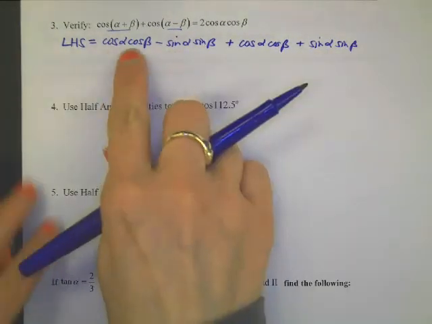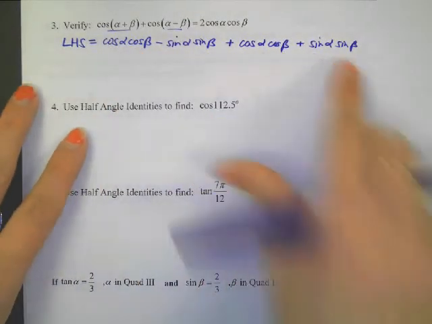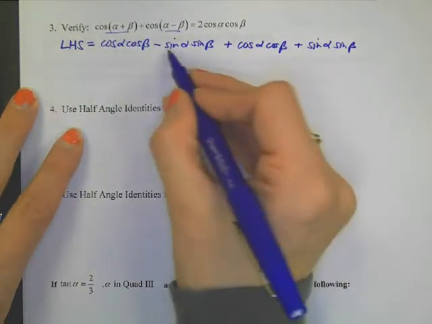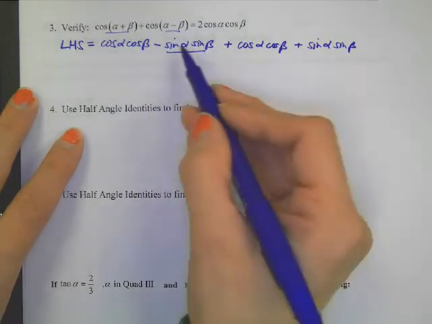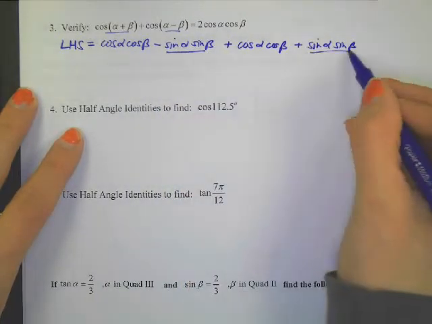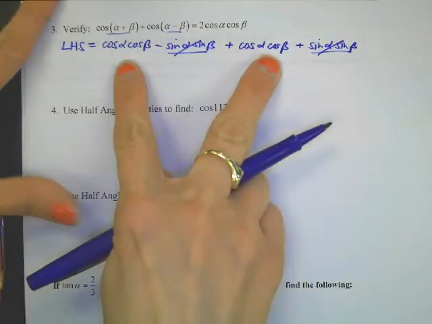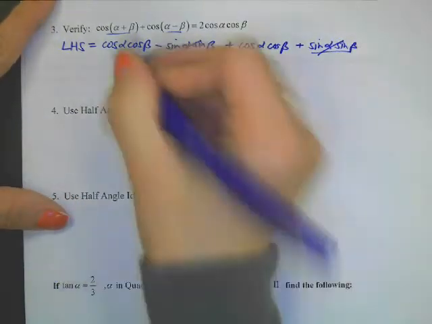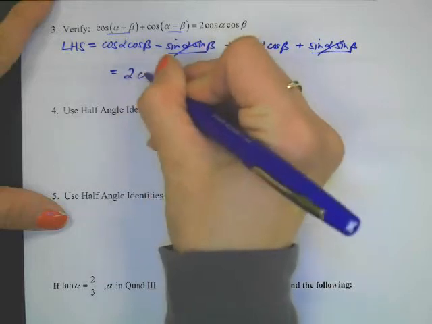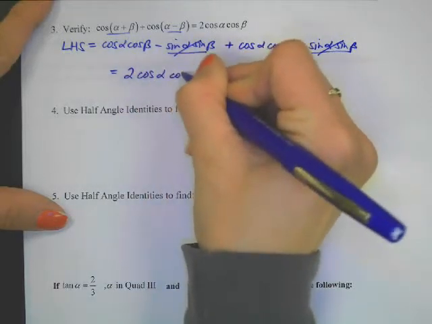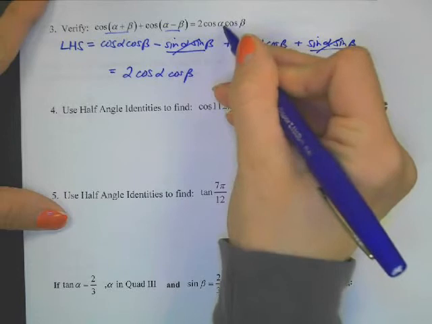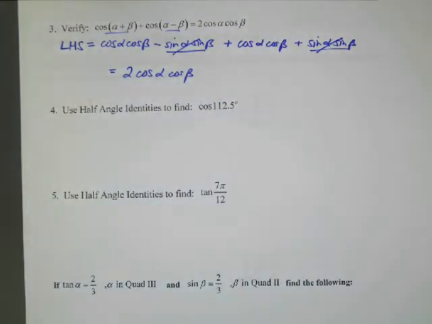These are terms. There's 1, 2, 3, 4 terms. And this term right here is a negative sine, sine, and here's a positive sine, sine, and the angles match. So those terms can cancel. These terms are like terms, which means I have 2 cosine alpha times the cosine of beta, which is the right-hand side, so we are done.